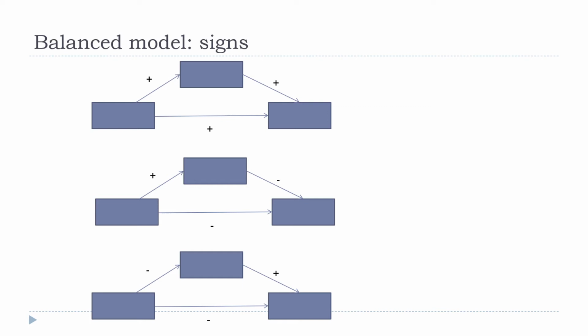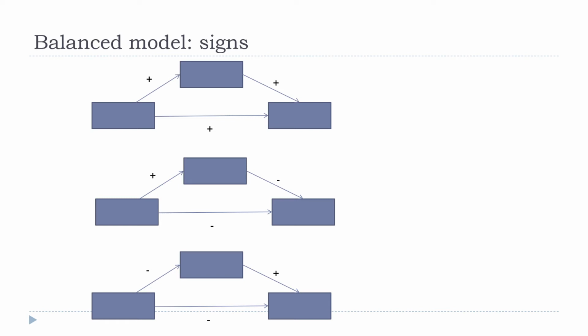Likewise, if you have a positive relationship between your independent variable and mediator, but a negative relationship between your mediator and dependent variable, then it means that you have a negative relationship between your independent variable and your dependent variable. And then you can see how we have a negative relationship between the independent variable and mediator, a positive relationship between the mediator and dependent variable, and a negative relationship between the independent variable and the dependent variable.